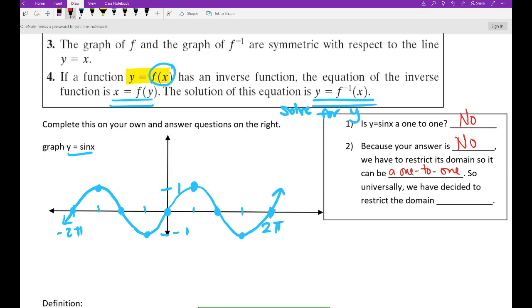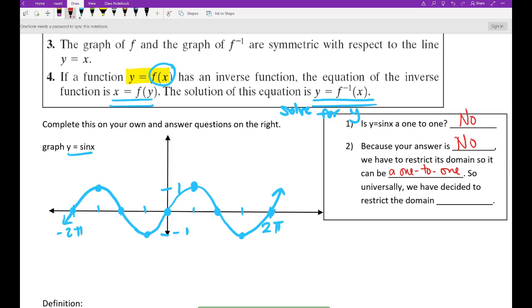No, right? Because it fails the horizontal line test. So if it's not a one-to-one, is it a function? Yeah, for sure, it's a function. It's not a one-to-one. What happens when I take a non-one-to-one and turn it into its inverse? Is it a function now? Not a function. No. So that's why it has to be a one-to-one first.